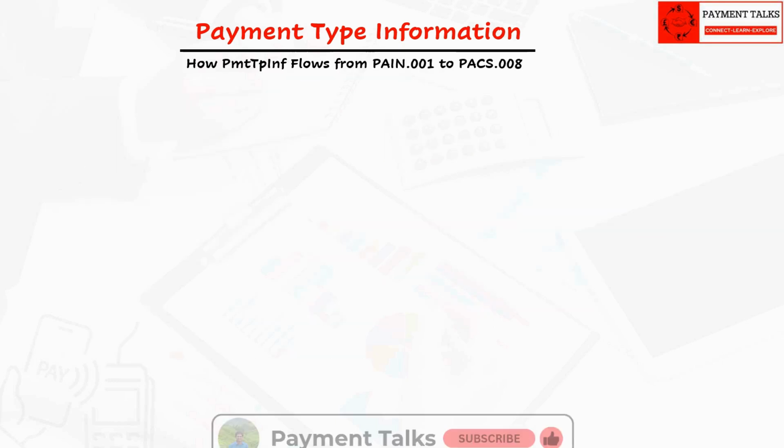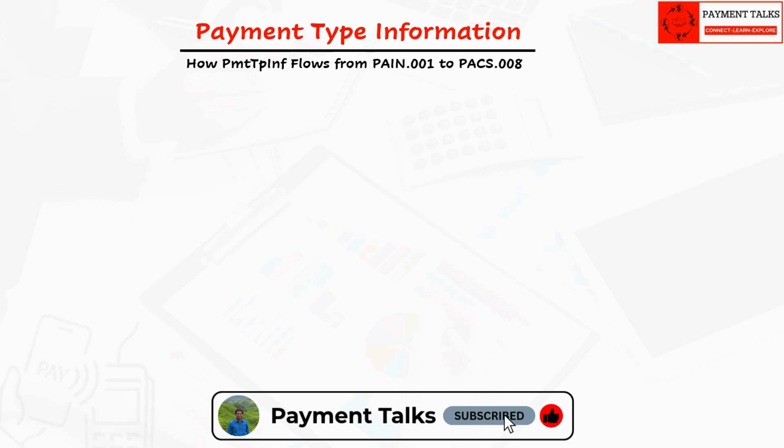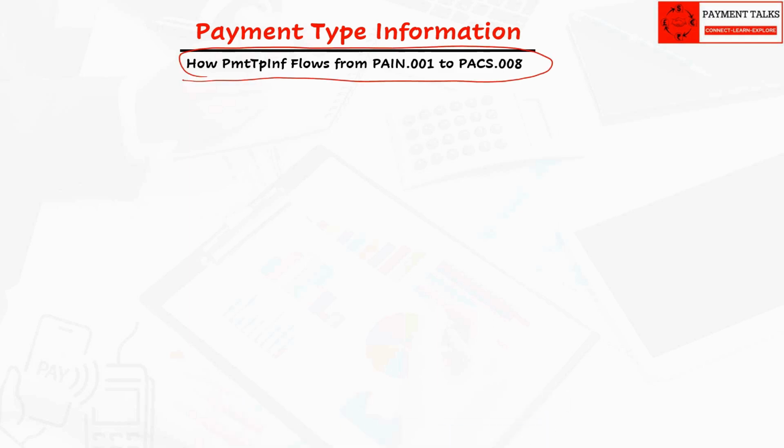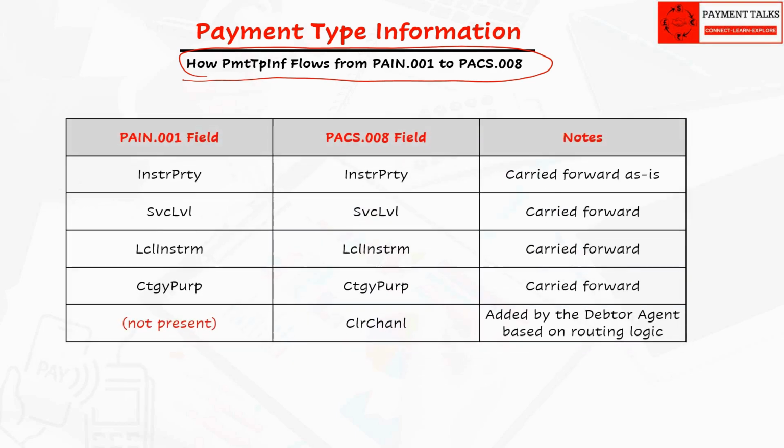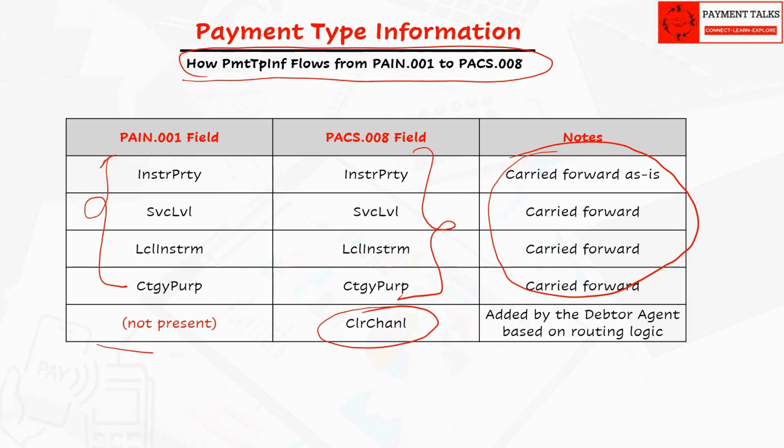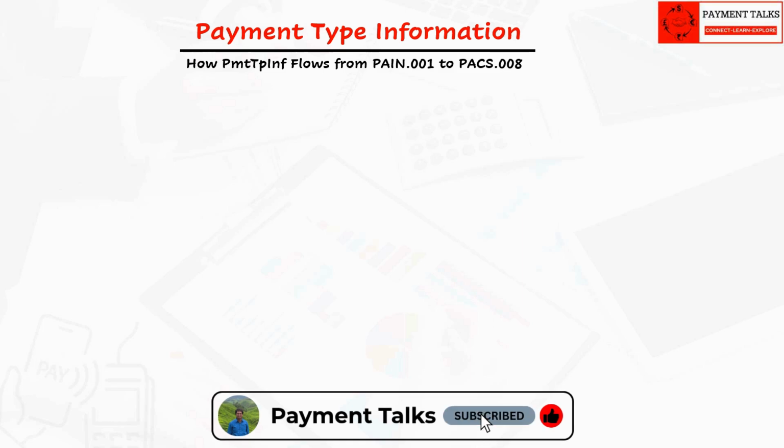2002-0022 feature. Let us understand how payment type information flows from PAIN.001 to PACS.008. When a corporate sends a PAIN.001 to its bank, the debtor agent, the bank processes the instruction and generates one or more PACS.008 messages for interbank settlement. All the 4 fields present in PAIN.001 are carried forward as is. The debtor agent's payment engine is responsible for determining the correct clearing channel value. It derives this from a combination of the service level, the currency, the correspondent banking arrangement, the payment amount, and local clearing rules. Let us understand using practical examples.